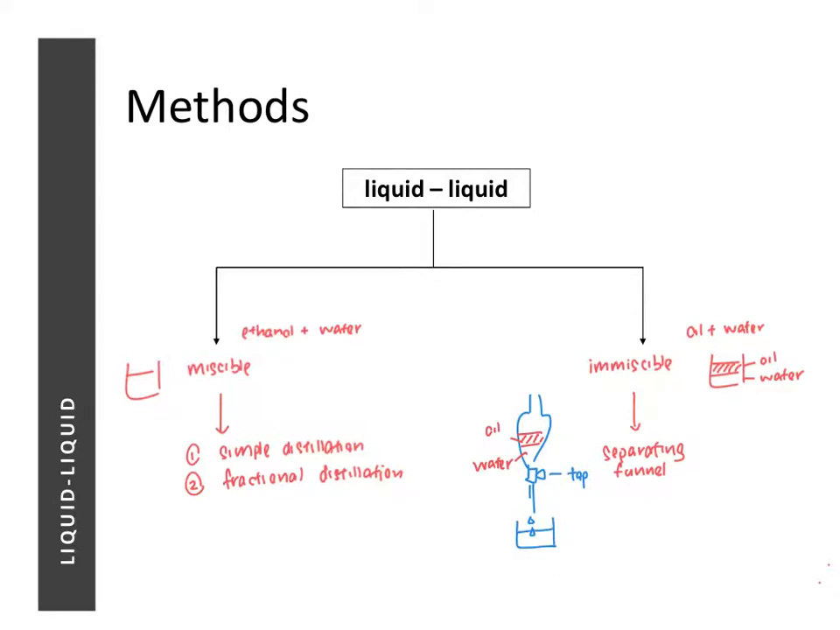So in a very simple sense, how we separate the mixture is that we open the tap and allow the water to flow out until the interface reaches the tap. That's when we close it. So we have effectively separated oil and water. Now, as mentioned, this is a simple description of how it works. In actual fact, if you need to separate the two, the steps are a bit more complicated.